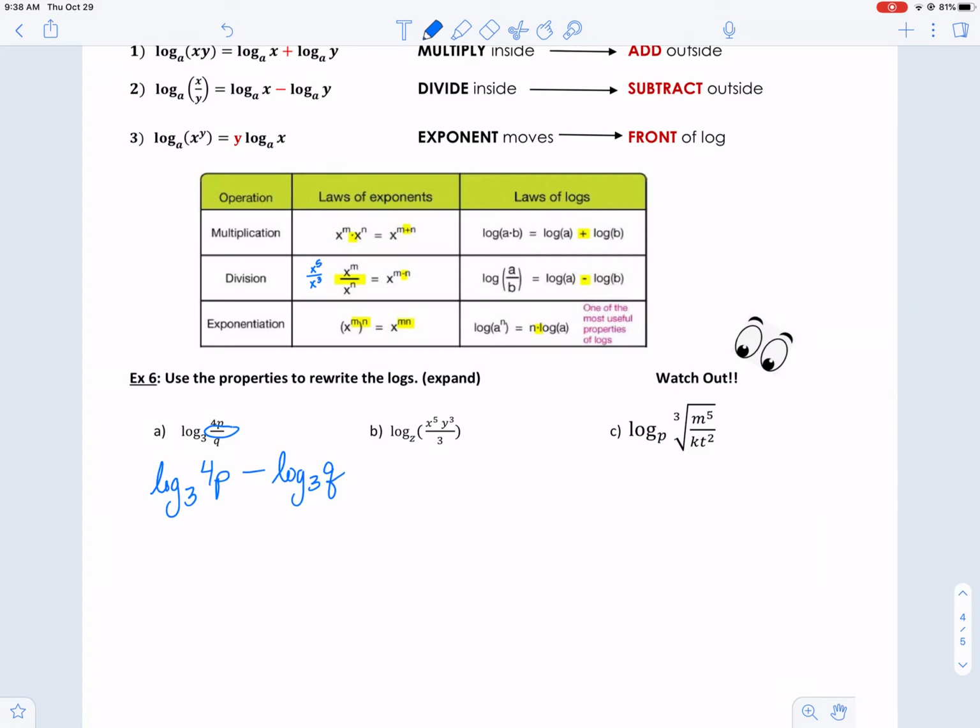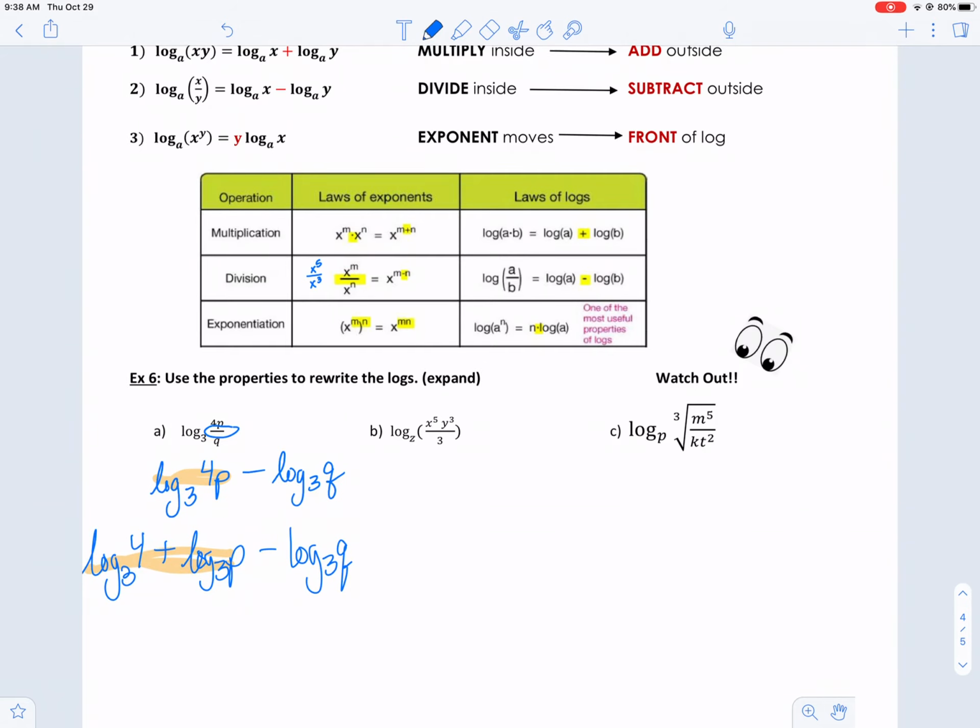Notice the base is always the same. For letter A, all of them are going to be base 3. We can expand it just a little bit more because these guys are multiplied. So instead of multiplying, we're going to add. So that's what we do. So we're going to have log base 3 of 4, and then we're going to add the log base 3 of p. And then we keep going, because that was just this part right here. We're going to keep going and say minus log base 3 of q. All right, so let me move that over just a smidge so we'll have a little more room.